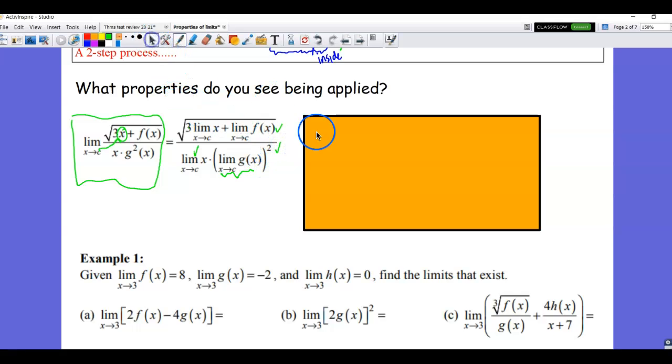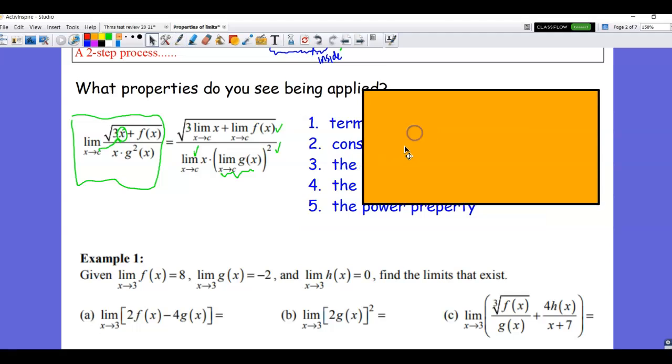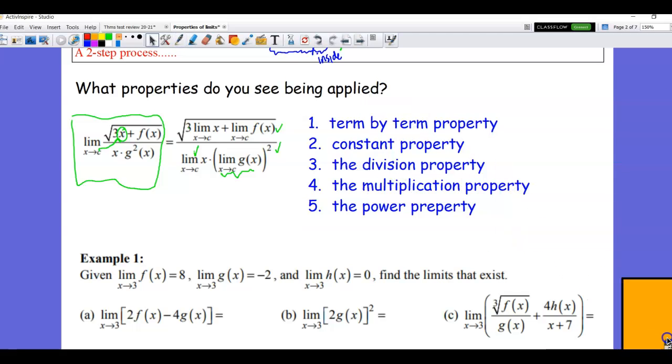And so the properties that we see basically being applied here, not that I'm going to ask you really to name these properties, but the first thing I see is the term by term property, meaning that I find the limit as x approaches c of each function and then add them. I have the constant property, meaning I'm going to multiply the 3 after I find the limit. I have the division property. All the properties are here.